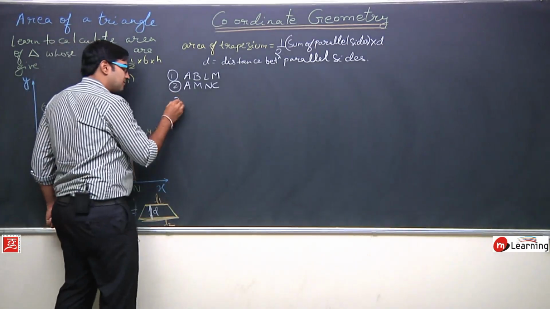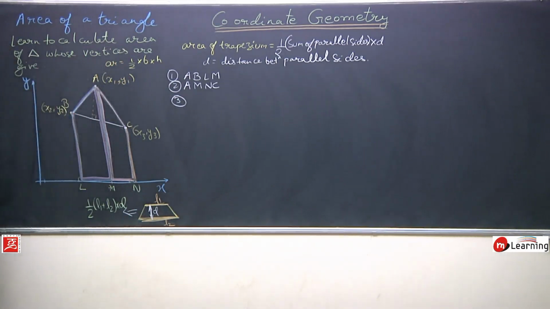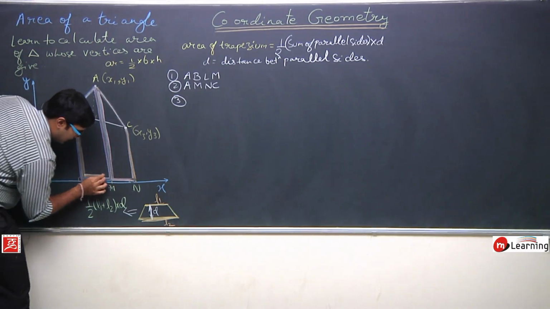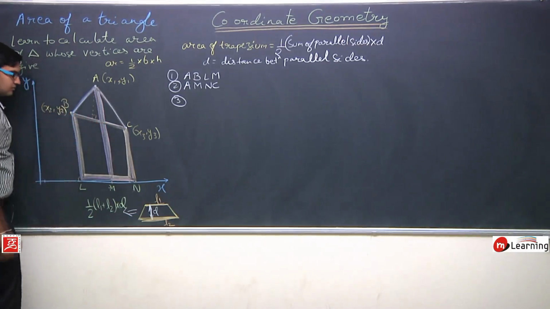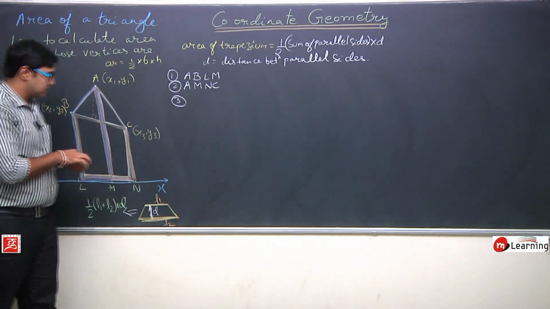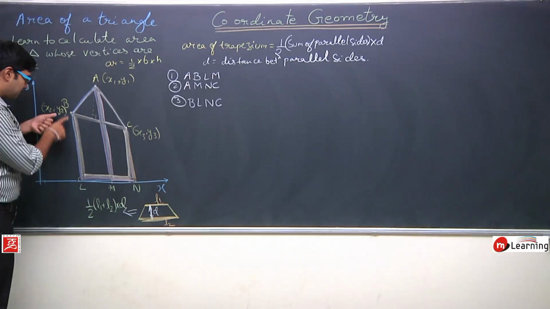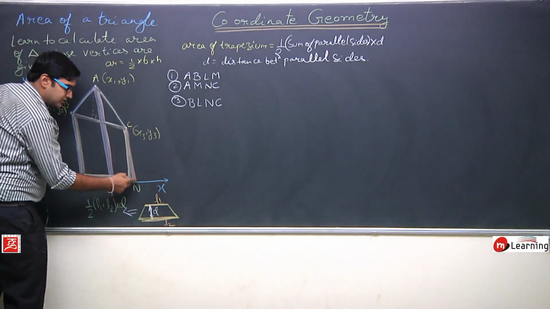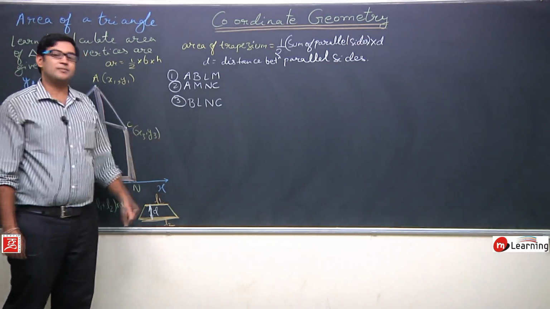And there is one more trapezium. The third trapezium that you will observe is B, L, N, C. Let us mark it. This one. You can see this trapezium. This third trapezium is B, L, N, C. In this trapezium, BL is parallel to CN, but BC is not parallel to LN. Okay, so this is the third trapezium.